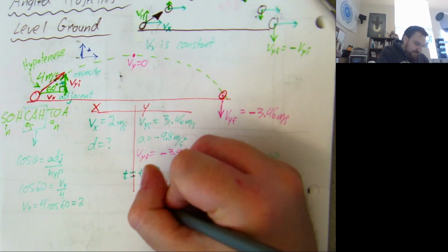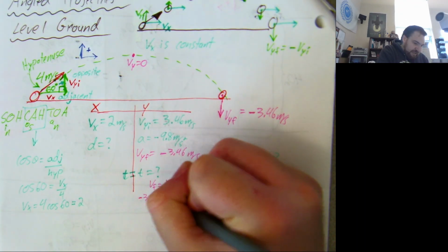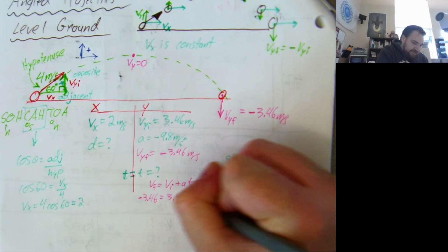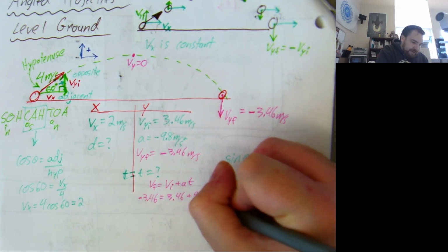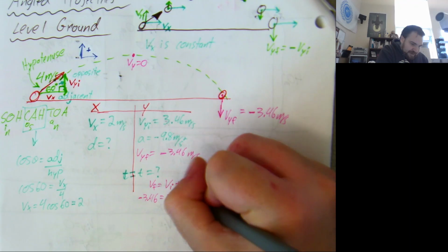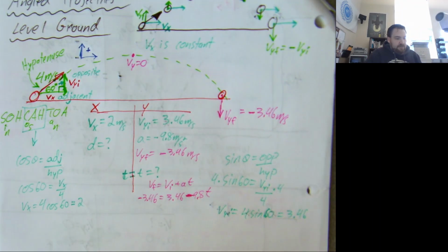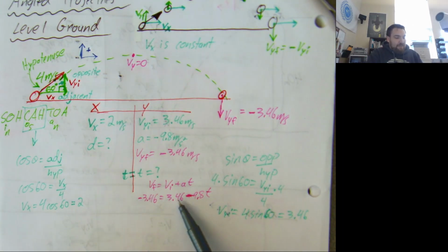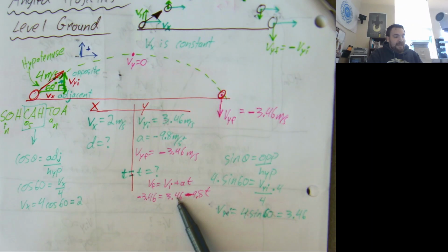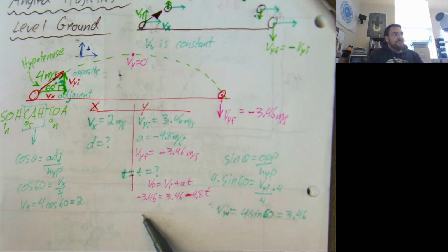So it's going to be negative 3.46 equals 3.46 plus negative 9.8 t. Now the mistake I see students make here all the time is that they say, yes, I'm going to move the 3.46 over, and the answer is going to be, what's the mistake the students make? Yeah, they're going to say this is 0.